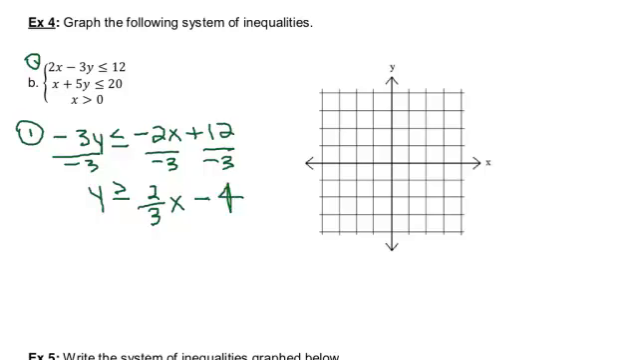So let's graph that. Start at negative 4. We're going to go up 2 over 3, and this is going to be a solid line. It is greater than or equal to, so we're going to be shading above the line.